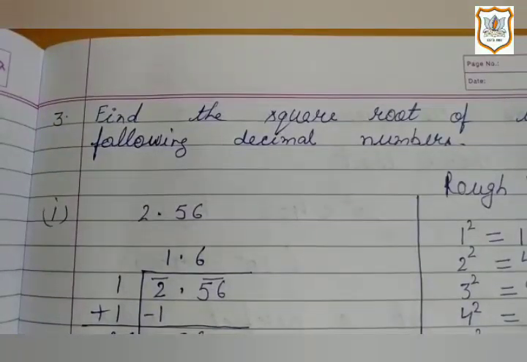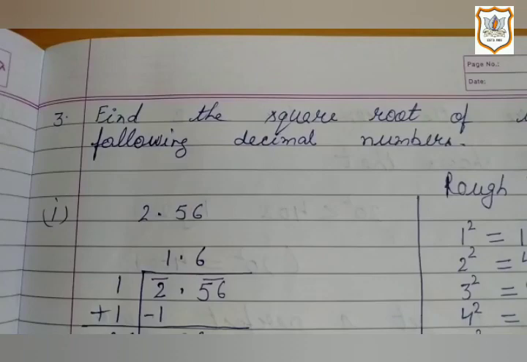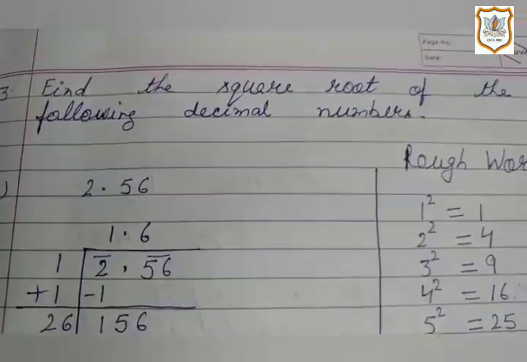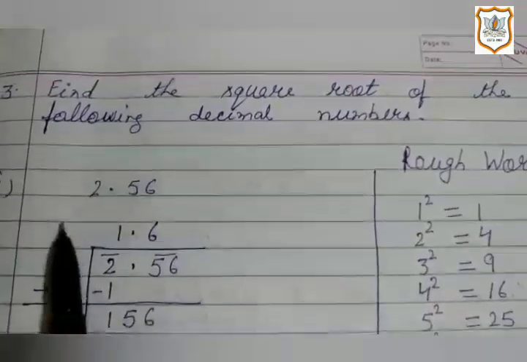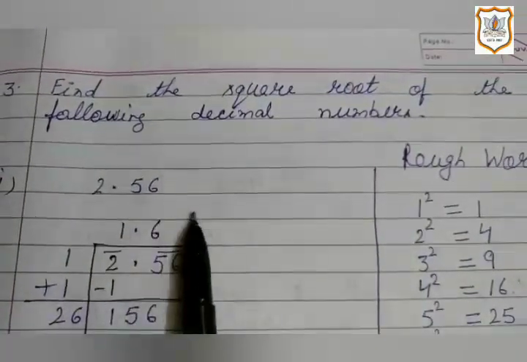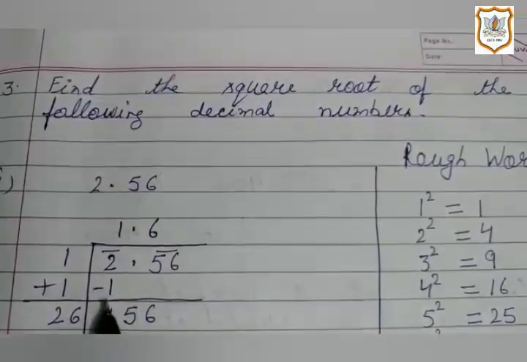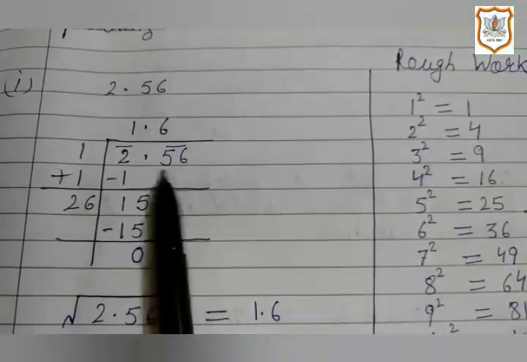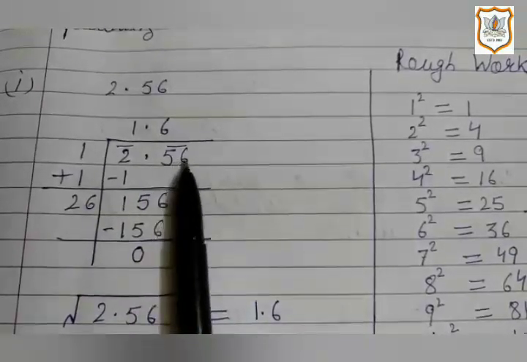Hello students, in my previous video we discussed the division method to find the square root of a given number. Now we will learn how we can find the square root of a decimal number. Let us start. We take the first number, 2.56. We write 2.56 like this and we make a pair, 56.